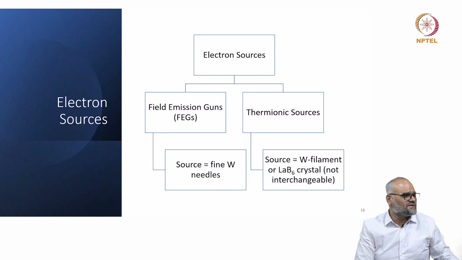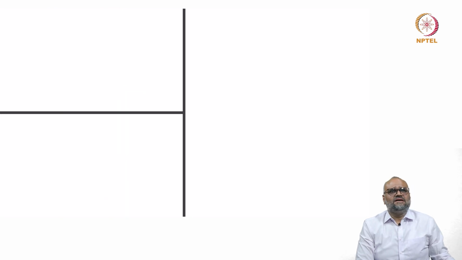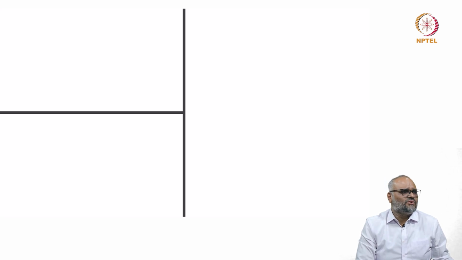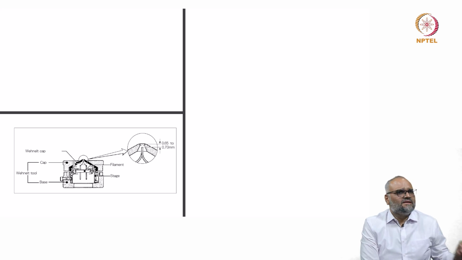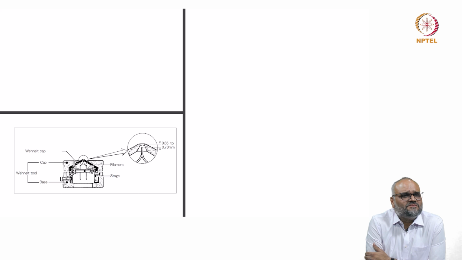So let us first look at the layout of a thermionic source. Here is how the thermionic source and the cathode part, or the Wehnelt grid, looks. I will show you a schematic from the microscope that I have shown you in a demonstration, that is the lanthanum hexaboride filament 2100 TEM. Here is the image taken from the user manual of the 2100 microscope.